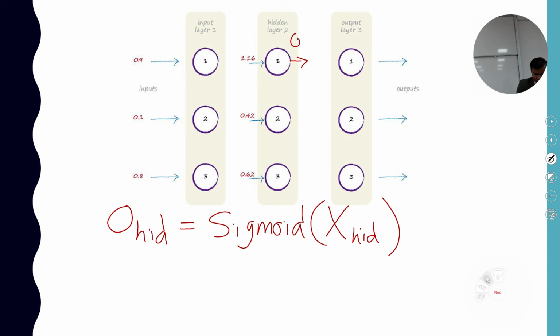Output is 0.761, 0.603, 0.650. You got how we got these outputs of the hidden layer or the middle layer.